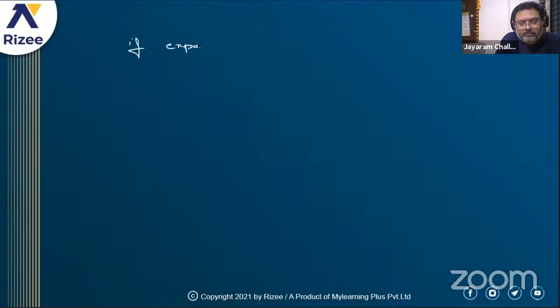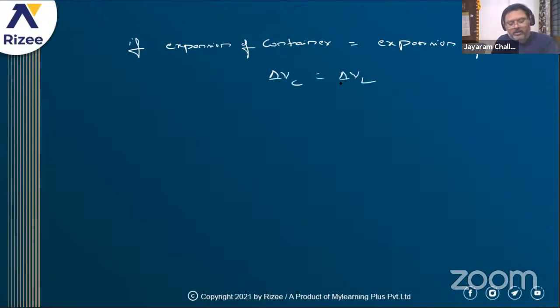So this can happen only in one possibility, that is, if expansion of container is equal to expansion of liquid. That means change in volume of the container is equal to change in volume of the liquid. So what is the change in the volume of the container here?